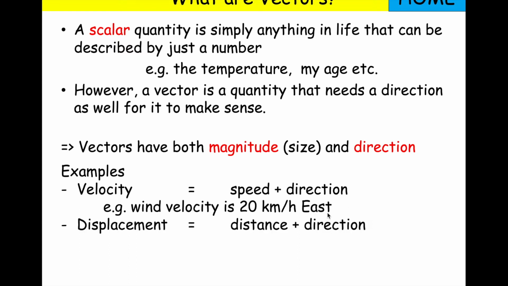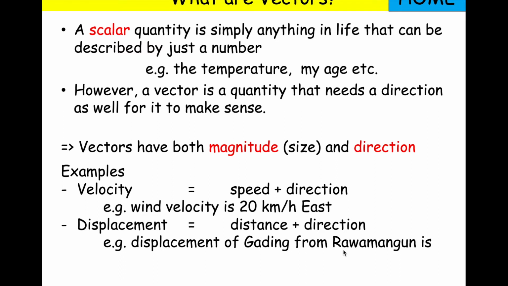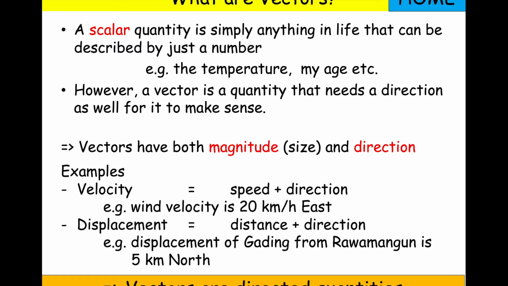Another example is displacement. Displacement is a vector. It consists of distance and direction. So for example, the displacement of Kelapa Gading from Rawamangun is about 5 kilometers to the north. So those are simple examples of vectors. So you can say that vectors are directed quantities.